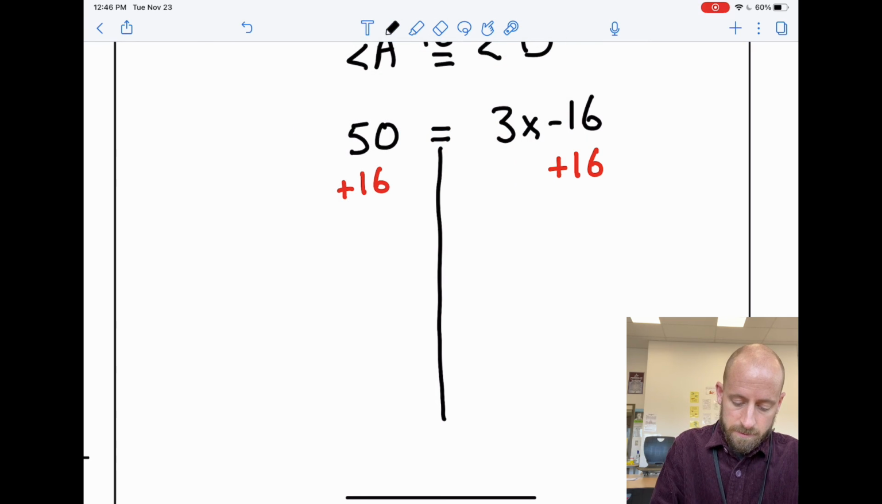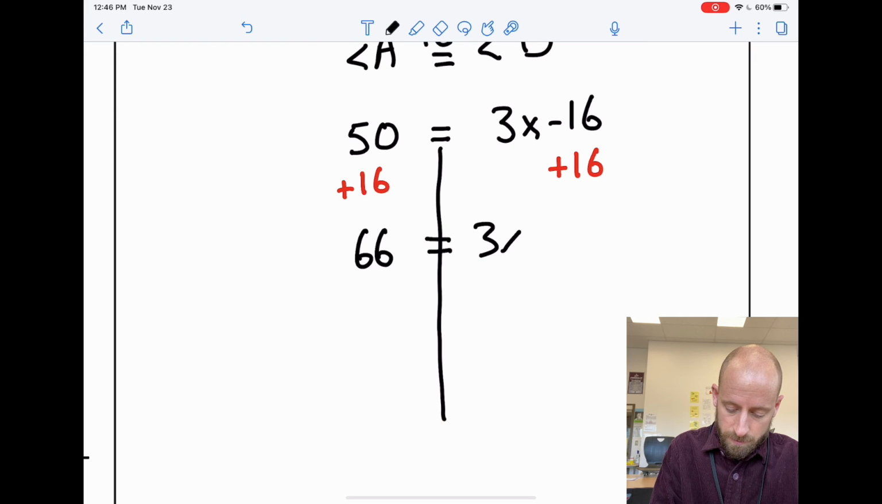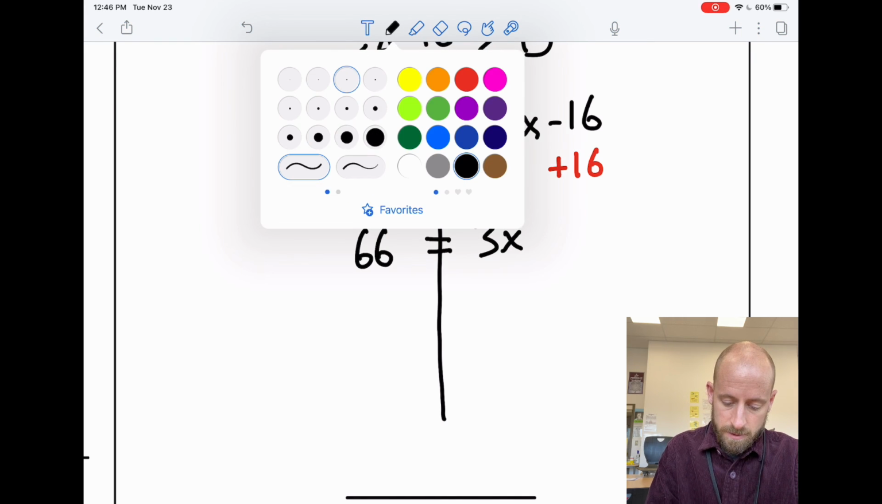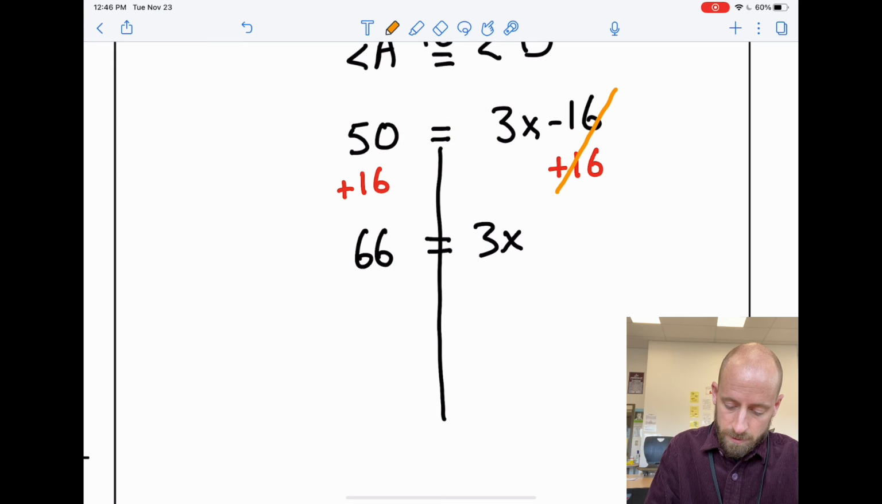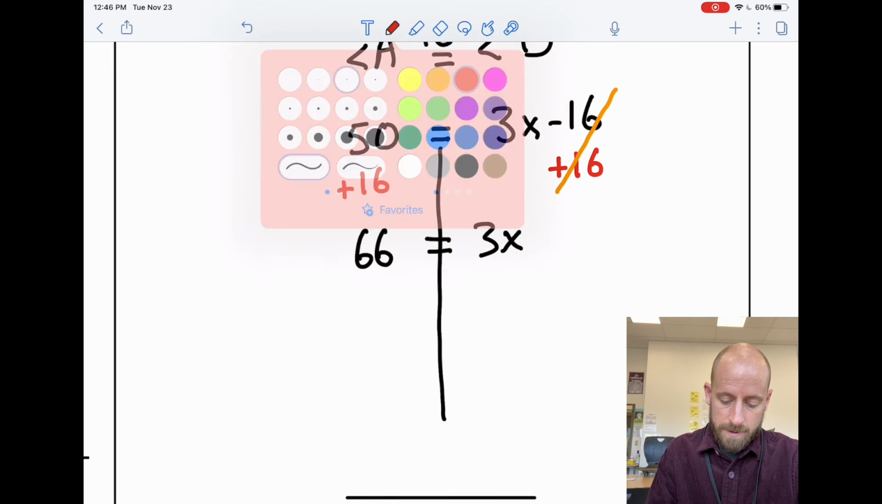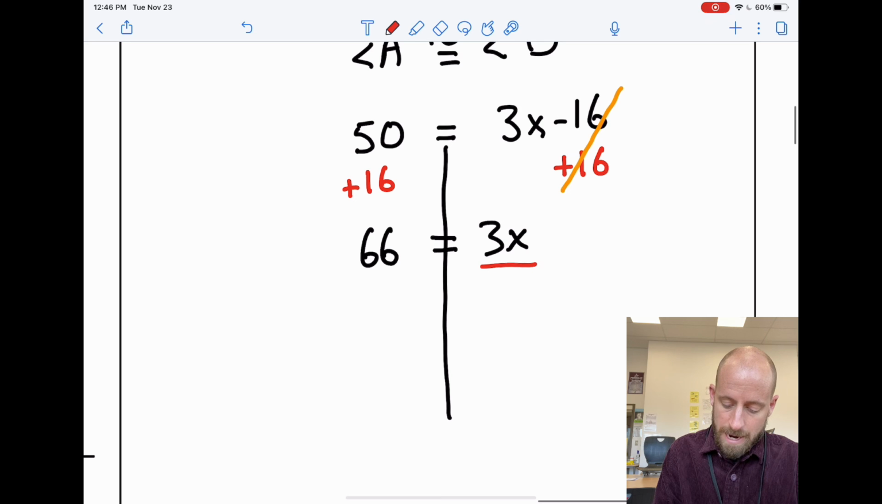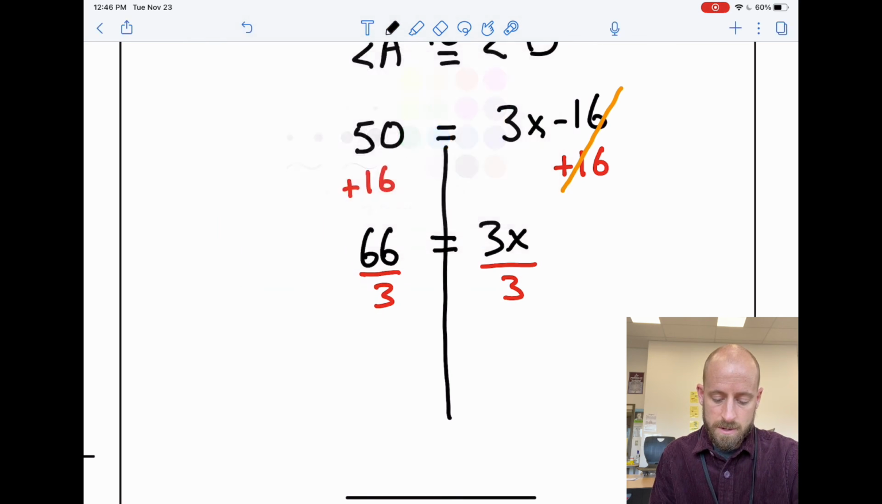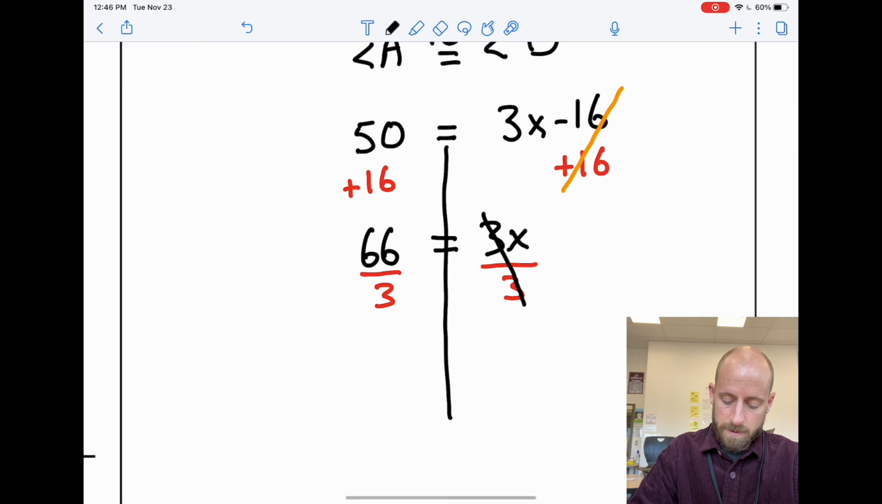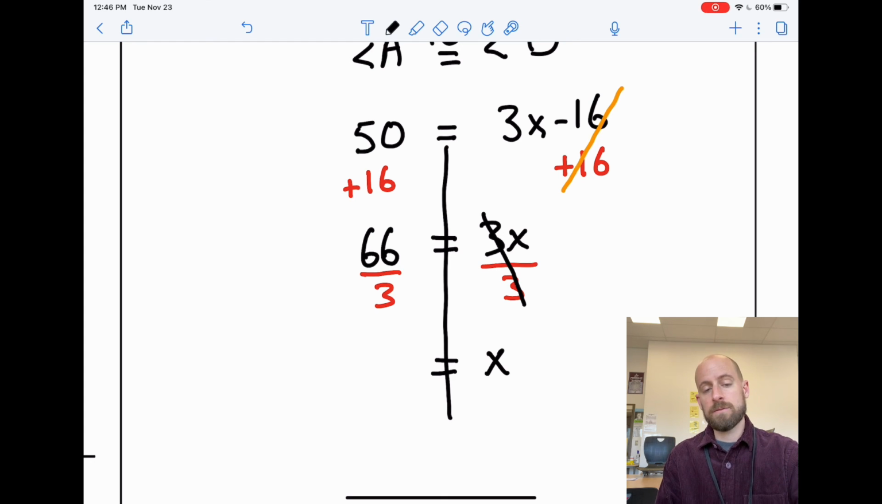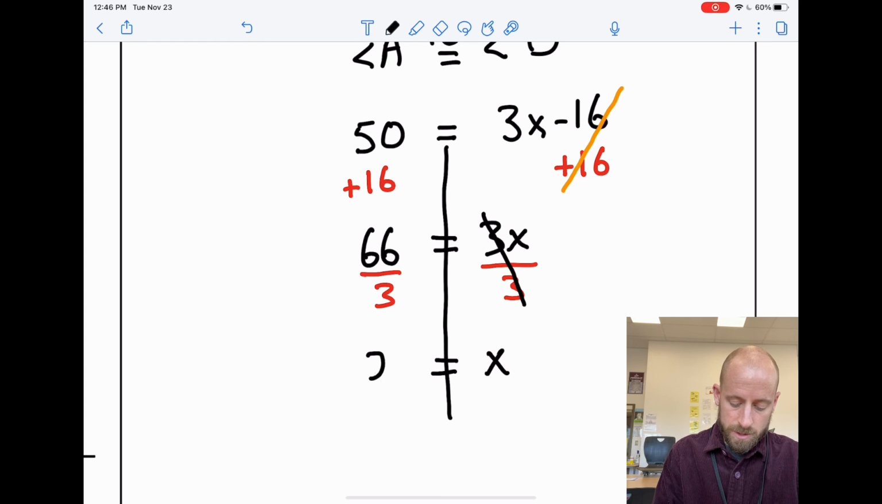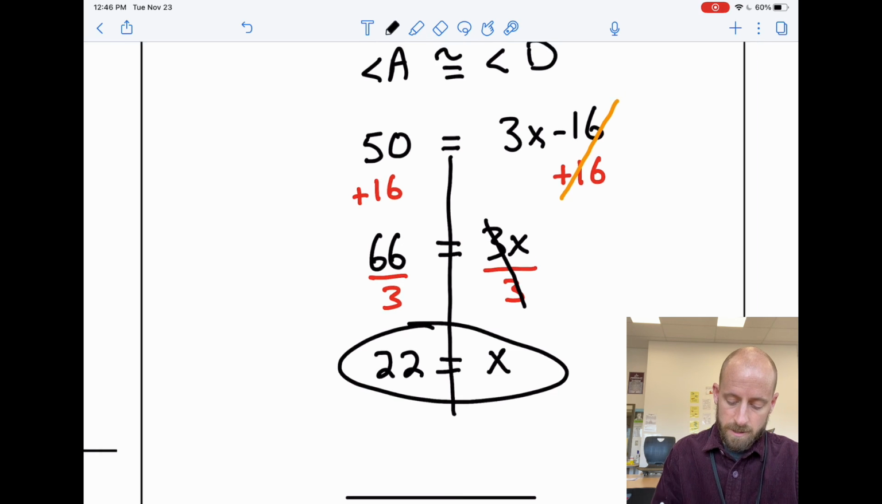And that's going to give me, what's that? 50 plus 16 is 66 equals 3x, all right? Because remember, these are going to cancel here. And then what do I have to do next? I'm going to divide by 3 on both sides, to get rid of the 3's here. 3 divided by 3 is 1. So that's 1x, which we just write like this. And then we have 66 divided by 3, which is 22. So 22 is x. I've solved for x.